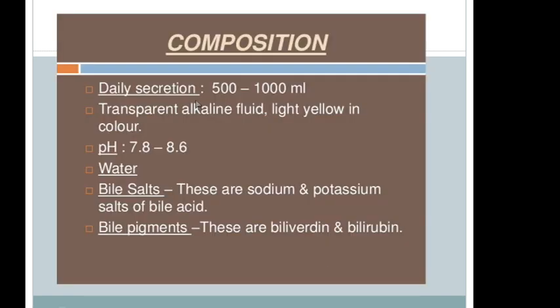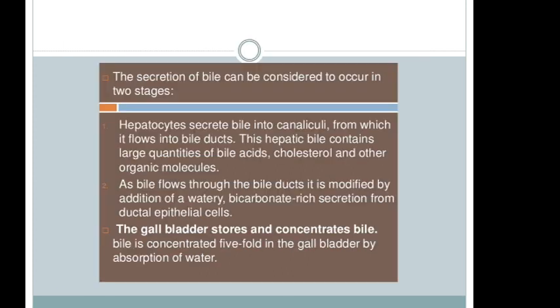Composition and properties: daily secretion 500 to 1000 ml. It is a transparent alkaline fluid, light yellow in color, its pH is 7.8 to 8.6. It is watery, and it contains water, bile salts and bile pigment. Bile salt, that is the sodium and potassium salts of the bile acid, that is sodium taurocholate, sodium glycocholate, potassium taurocholate and potassium glycocholate. Bile pigments, these are bilirubin and biliverdin. Okay, so this is the composition and properties.